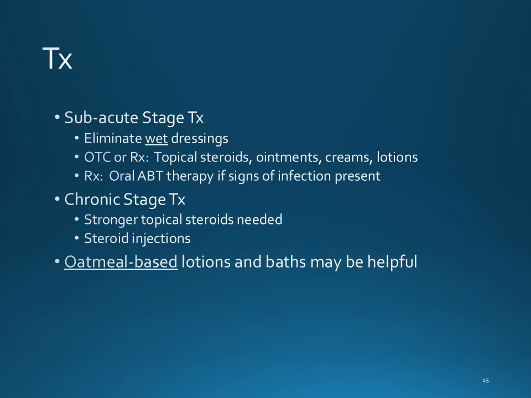So it also breaks it down in subacute and then chronic stages. So for subacute stages, you want to eliminate any wet dressings that may be on them. So if they're covering the area so that the liquid, the fluid coming out of the vesicles, is not just getting on their clothes, they need to change those often. We already talked about steroids. We talked about oral antibiotic. This seems like the same slide. Chronic stage. So if you get to the chronic stage where it's gotten thickened, they'll oftentimes give them stronger topical steroids and or steroid injections.